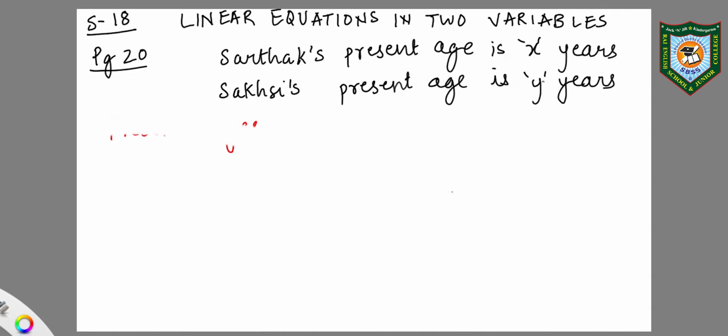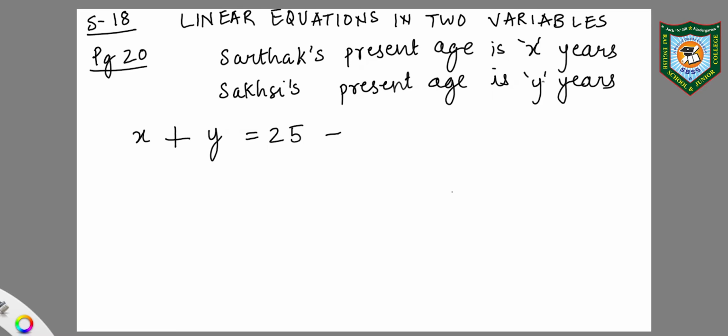Now, coming back to our activity. As we can see, the simplest statement given is the one to the right, where it is written the sum of the present ages of Sarthak and Sakshi. Sum means there is an addition sign. Sarthak's present age is X, and Sakshi's present age is Y. The sum of their ages is 25. So this is my equation for the empty box to the right of the central box.